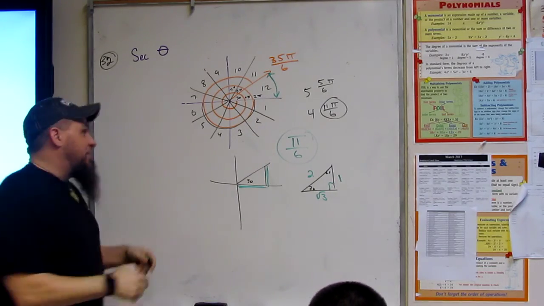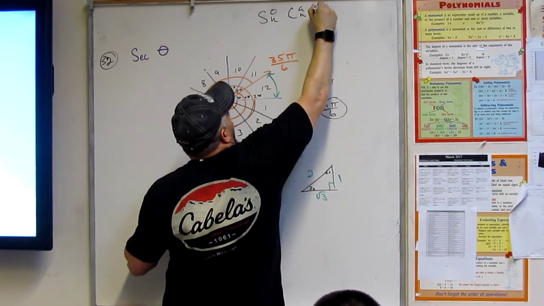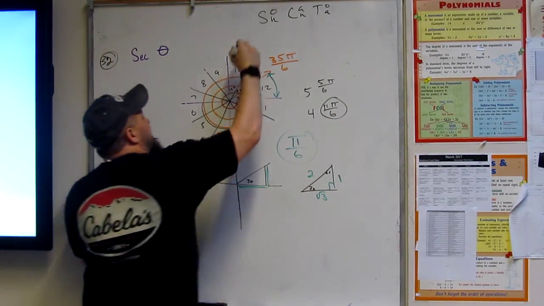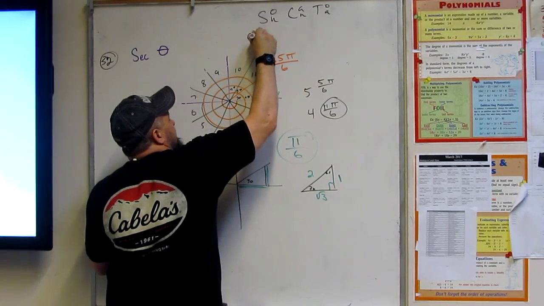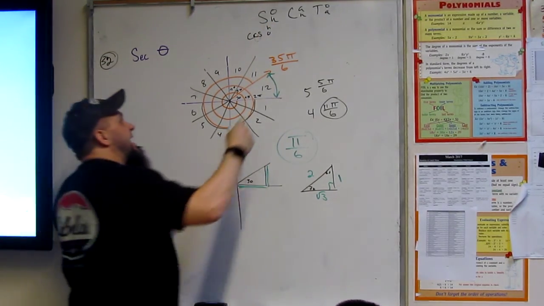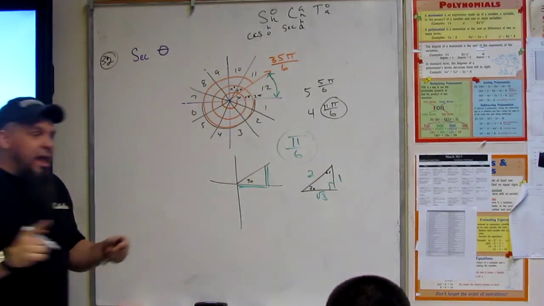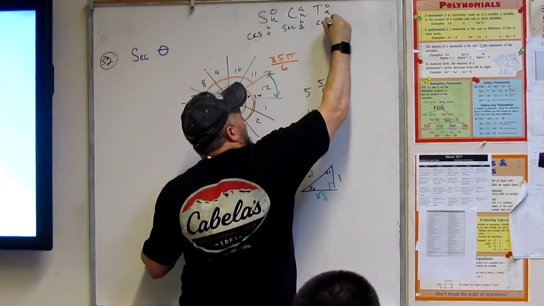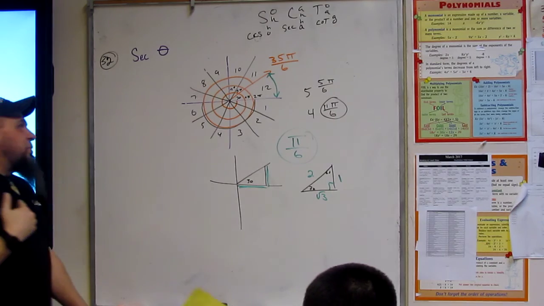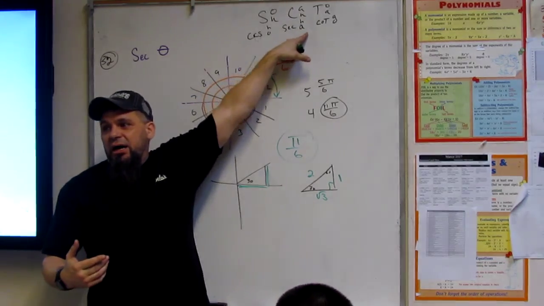So, SOHCAHTOA. Alright? I have to know SOHCAHTOA. And from SOHCAHTOA, I get cosecant. Right? Cosecant is a hoe. Right? Secant is a ha. Right? And cotangent is a L. Right? So, which one are we talking about? Secant, right? And secant is a ha.